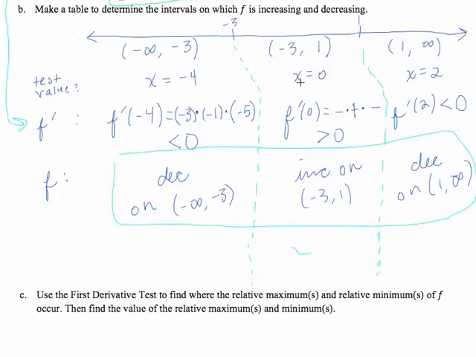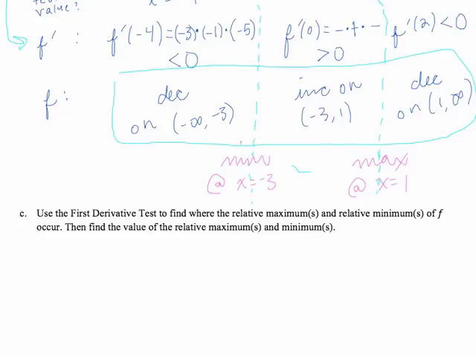Okay, now we're going to use the first derivative test to find where the relative maximums and minimums of f occur. Okay, so what the first derivative test says is that if f prime changes from negative to positive, then because f is changing from decreasing to increasing, we must have a minimum right here at that critical value. And here f prime changes from positive to negative, therefore f changes from increasing to decreasing. Therefore, we have a max at this critical value. Okay, and we need to find the actual maximum and minimum. So we need to find f of -3, and we need to find f of 1.